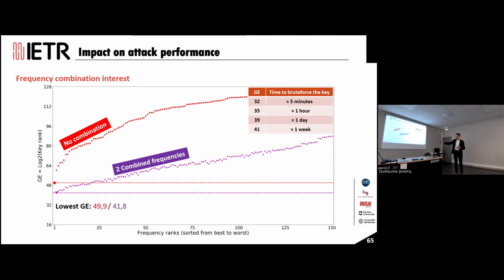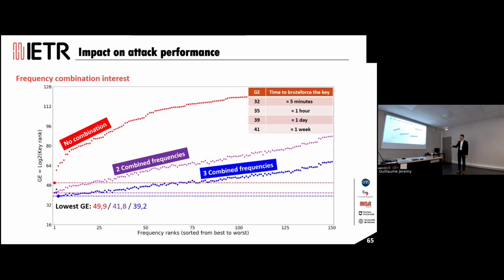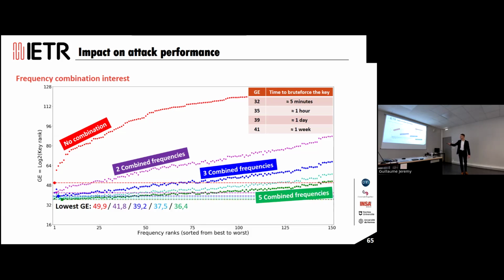Then we take the best combination and we combine it with each of the initial frequencies. And here again, we decrease the Gaussian entropy. When we do this with 5 frequencies, we come from a situation where the key was not brute forceable in a reasonable time to a situation where we can brute force the key in a few hours. So with this experiment, we demonstrate that frequency combination has an interest and can improve the attack performance.